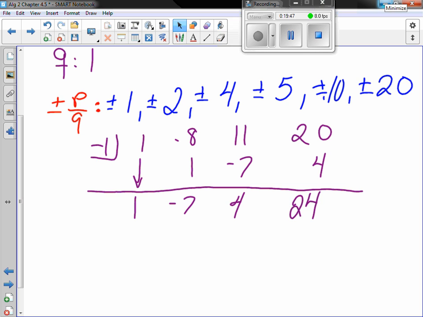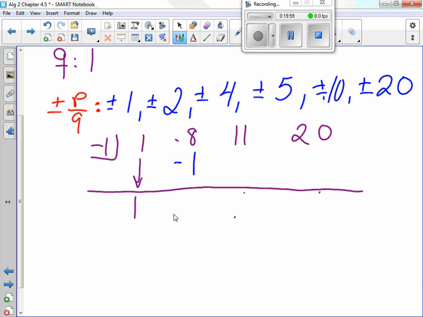So what I can do is come back here. So I was close. It wasn't positive 1 that works. It actually is negative 1. Well, negative 1 times 1 is negative 1. Negative 8 plus negative 1 would be negative 9, because a negative and a negative would get a bigger negative. Negative 1 times negative 9 would give us positive 9, yes? 11 plus 9 is 20. And negative 1 times 20 is negative 20.